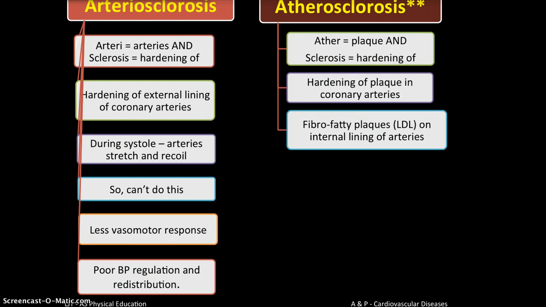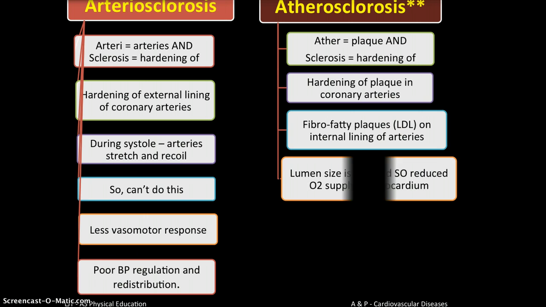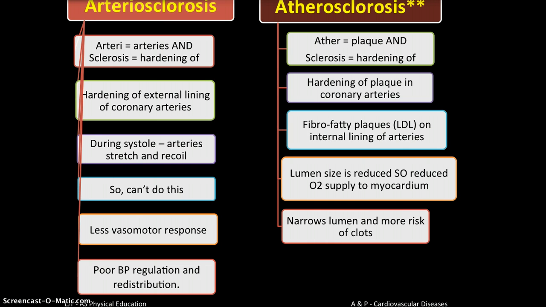The laying down of these fibro-fatty plaques, or cholesterol, or fatty acid, or fatty tissues, will ultimately reduce the size of the gap, reduce the size of the lumen with which the blood flows through. And if the blood can't flow through the lumen, then we have less oxygen getting to the heart muscles. We have a greater chance of clots forming inside the blood vessels also. So atherosclerosis basically is the blocking up of the lumen of the arteries, and particularly the coronary arteries. When these get blocked, we reduce the oxygen arriving at our heart muscle.